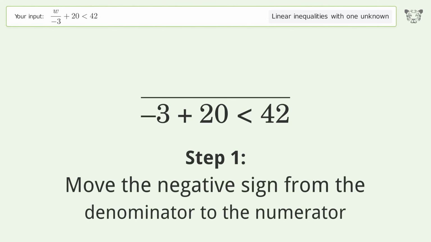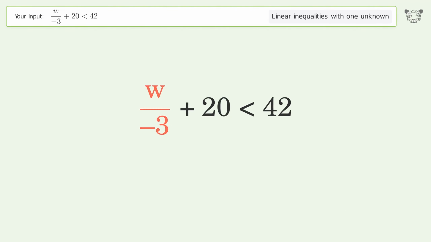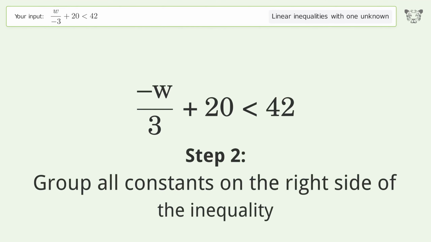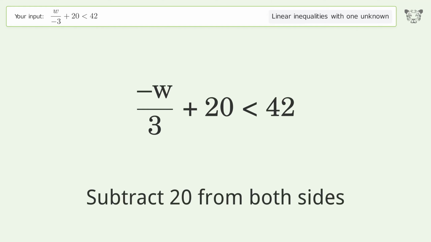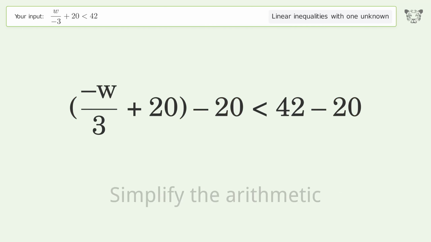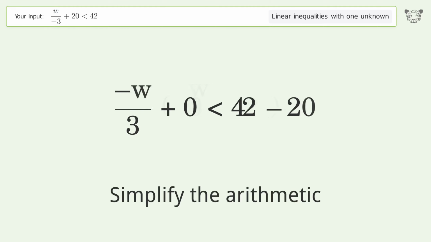Move the negative sign from the denominator to the numerator. Group all constants on the right side of the inequality. Subtract 20 from both sides. Simplify the arithmetic.